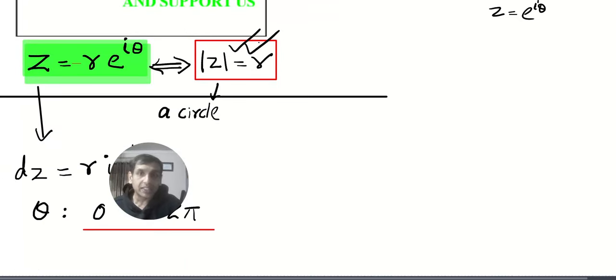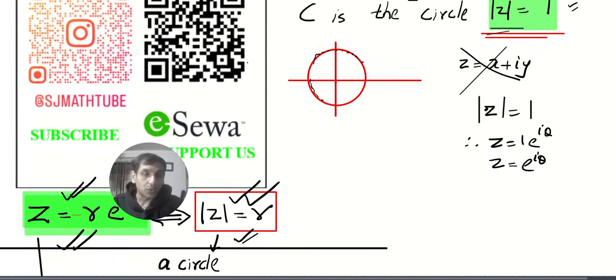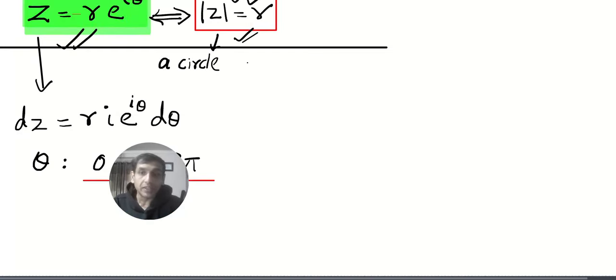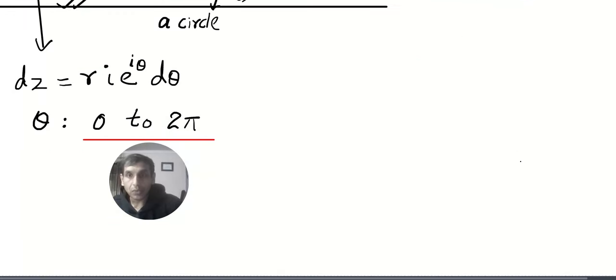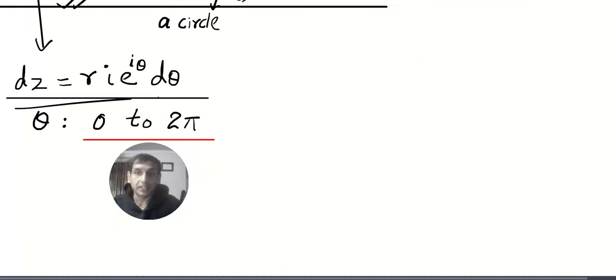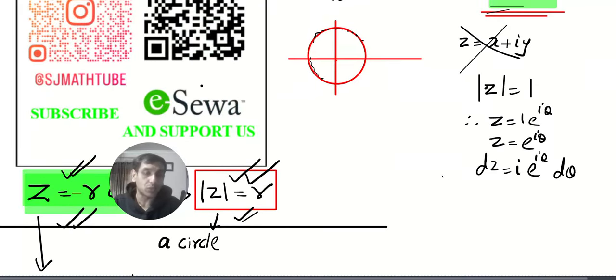If you see this, you can write this. If you can write this, you can write this. They are equivalent. So that gives me the derivative dz equal to e power i theta d theta multiplied by i. I hope I kept i here. Yeah. This is a general one. Here the radius is 1.